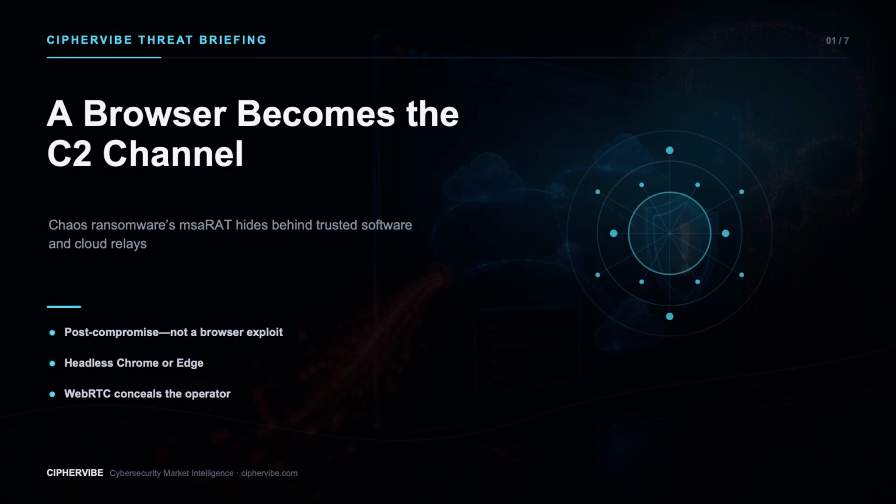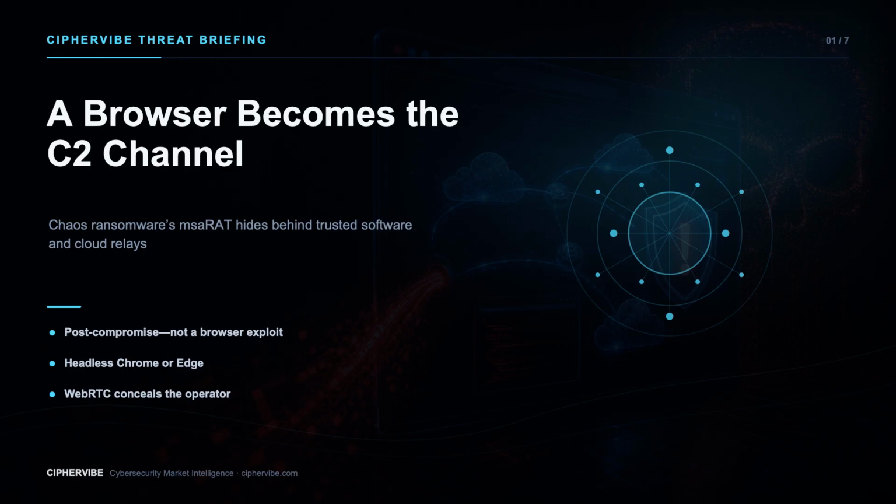Imagine a Windows endpoint that is already compromised. The attacker needs a reliable command channel, but a conventional malware beacon could expose both the implant and its server. Instead, the malware starts a separate copy of Chrome or Microsoft Edge with no visible window.